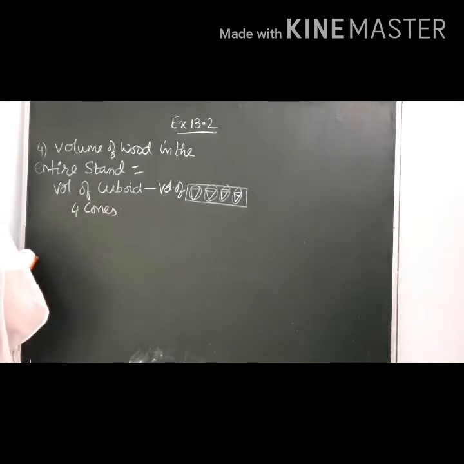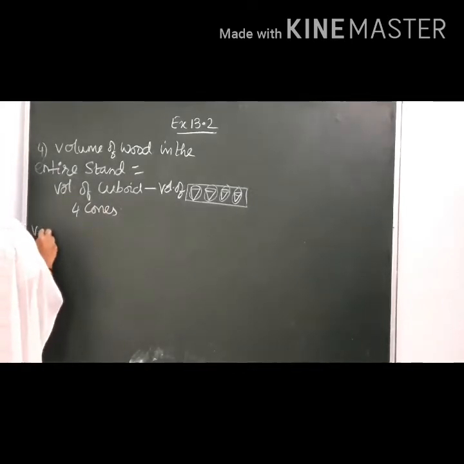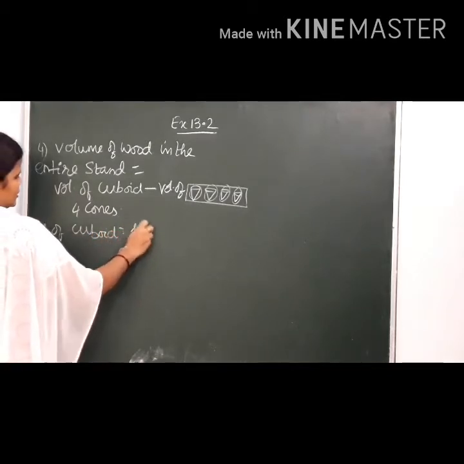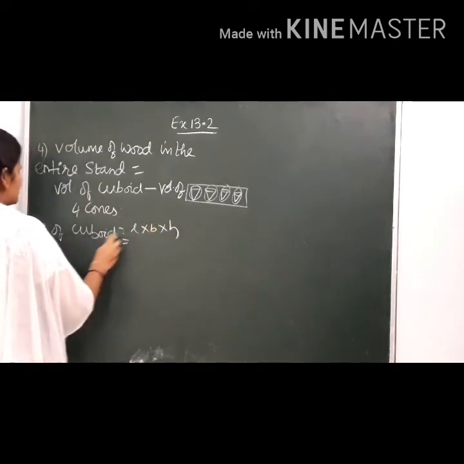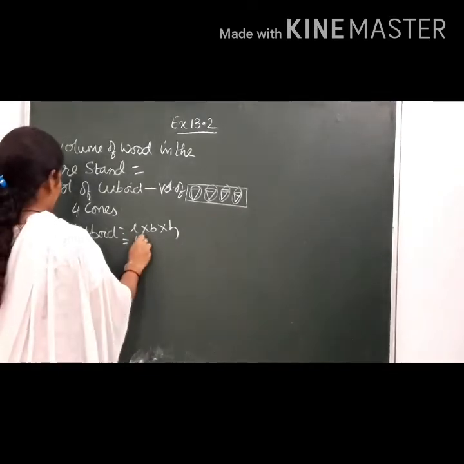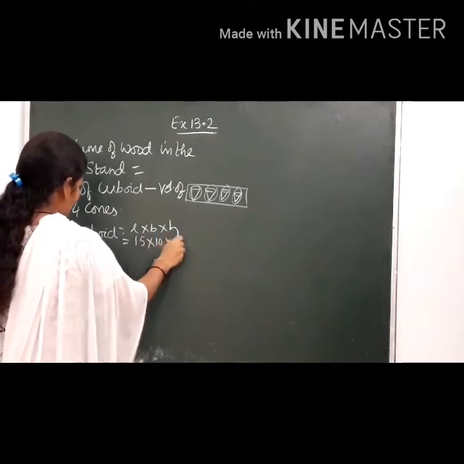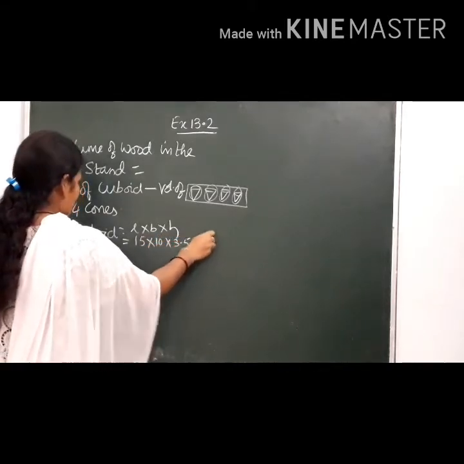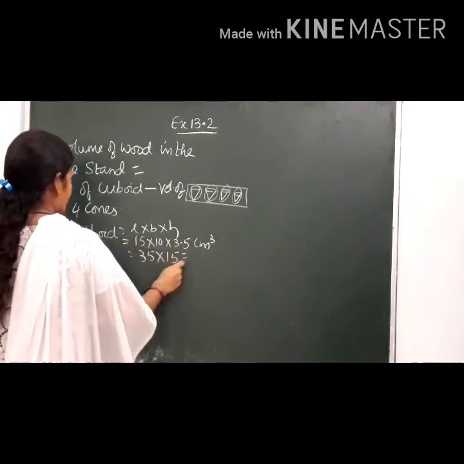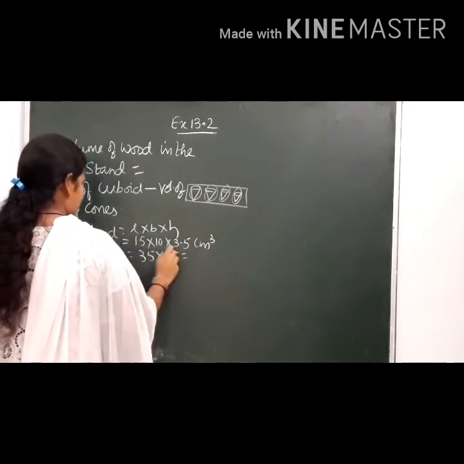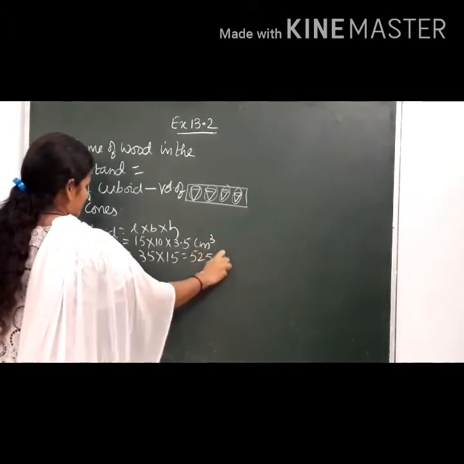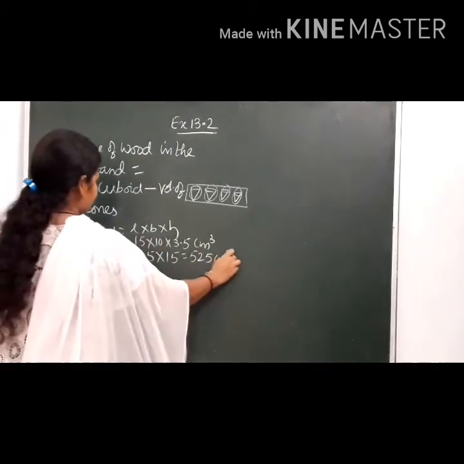So what is the volume of the cuboid here? The volume of a cuboid is length into breadth into height. The dimensions given here: length is 15, breadth is 10 and height is 3.5 cm. The decimal point and the 0 will be removed. Cancel, 35 into 15 is 525 cm cube.